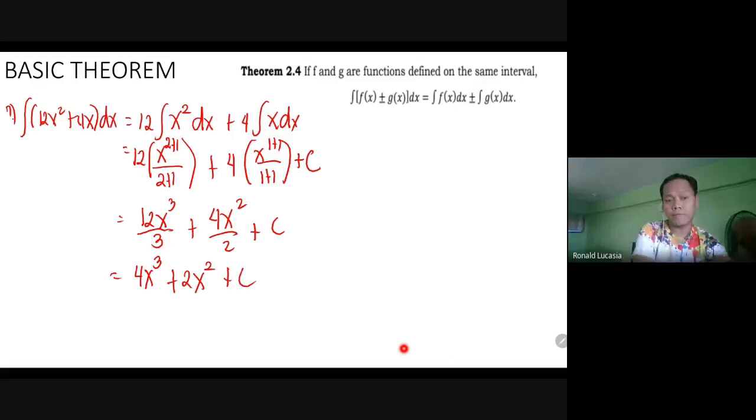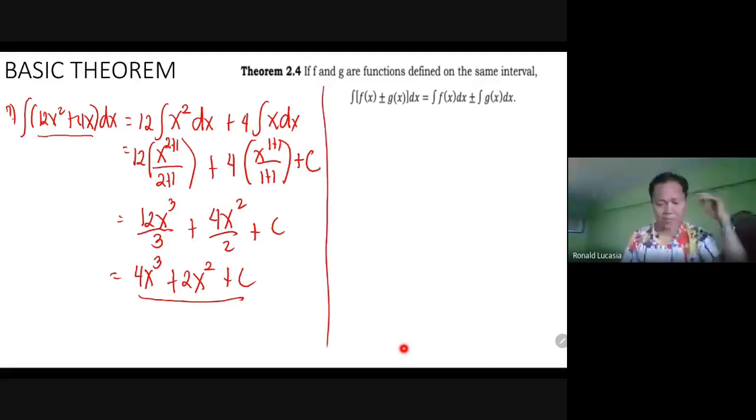Now you can check whether this is actually the antiderivative of the given function. You get the derivative of this, ang lalabas neto ay ito. And if that happens, then your antiderivative is correct. Okay?